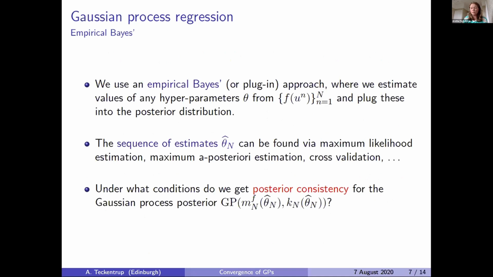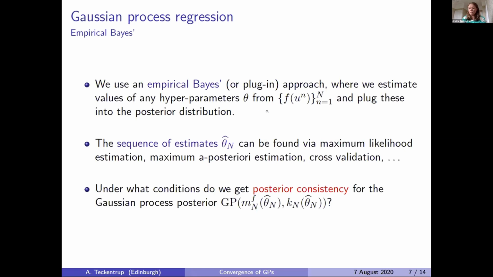So a bit cheaper version is the empirical Bayes approach, also known as a plugin approach. What you do there is you try and estimate what the hyperparameters are. So any hyperparameters theta that you need in your covariance kernel K, you would estimate them from the function data that you have. Say you need to estimate this length scale parameter, on which length scale your function f typically fluctuates. You could learn that from the data that you have.